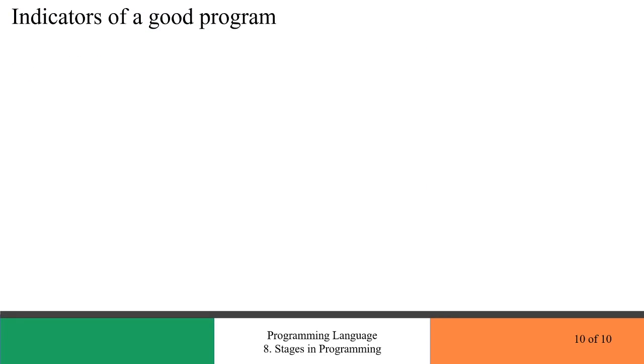Now that we are done with the different stages that are involved in a programming process, let us have a look at a few indicators of a good program. This is not a comprehensive list or a guideline, but a few indicators that we could practice while writing programs.